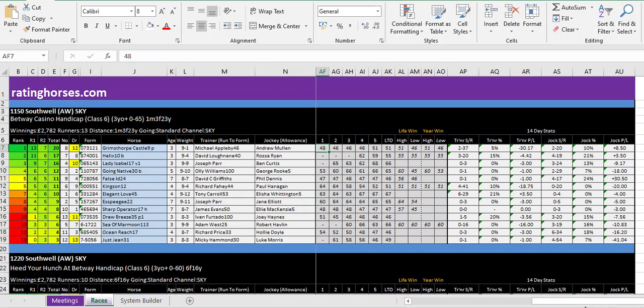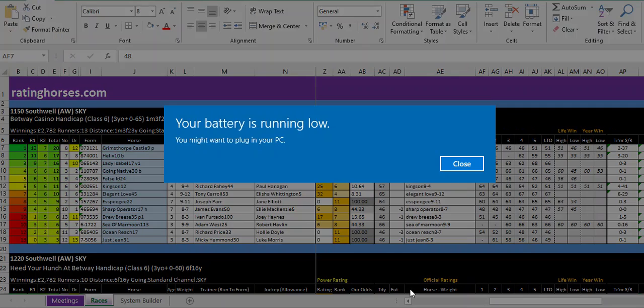If we look at the trainer and jockey stats, we can see the trainer has had 5%, 2 wins from 37 runners in the last 14 days. If you'd have been following all the trainer's runners in these last 14 days, you would have shown a £30 loss to a £1 stake. The jockey has won 10% of his rides in the last 14 days, and you would have shown a profit of £8.50 to £1 stakes to SP following Andrew Mullen's runners. Everything looks decent for Grimsthorpe Castle today.